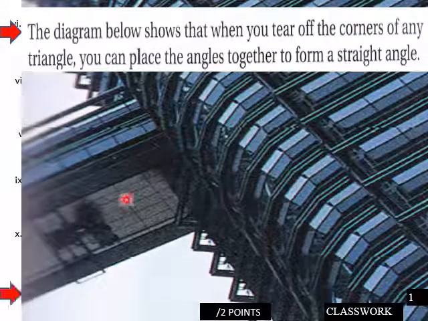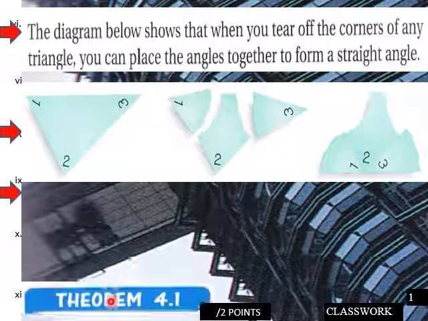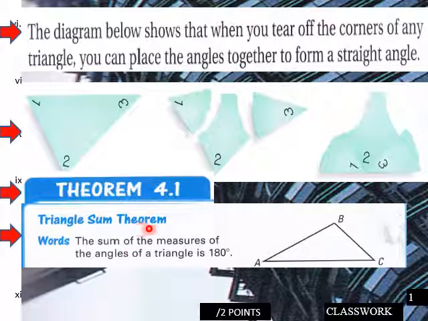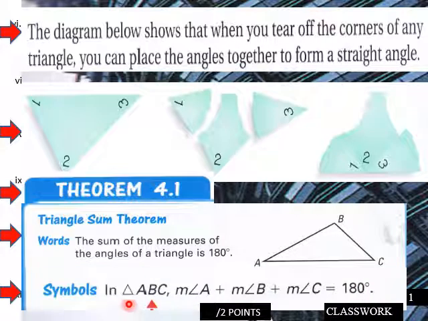Okay, so the diagram below shows that when you tear the corners off of any triangle, you can place the angles together to form a straight angle. So in Theorem 4.1, the Triangle Sum Theorem, the sum of the measures of the angles of a triangle is 180 degrees. In triangle ABC, angle A plus angle B plus angle C equals 180 degrees.